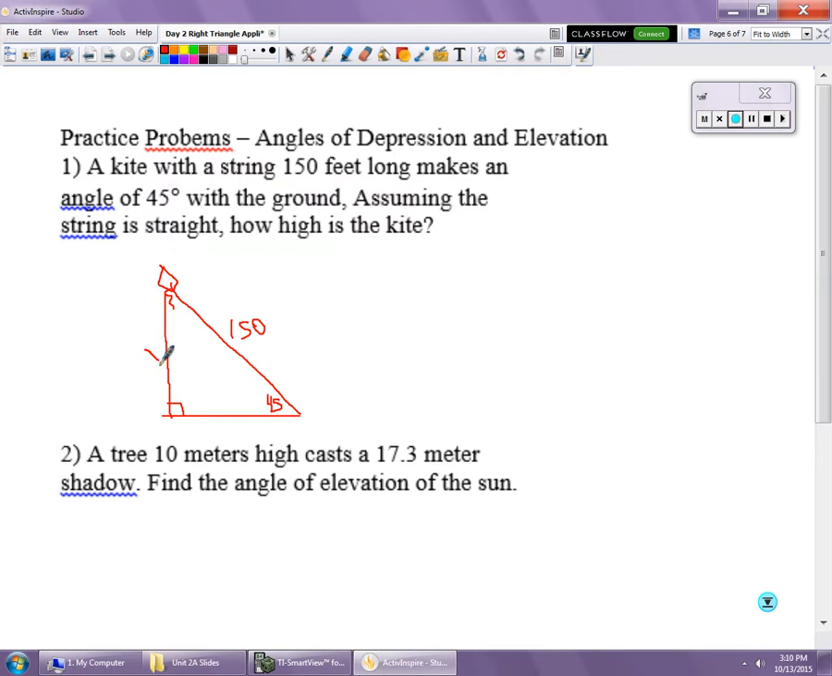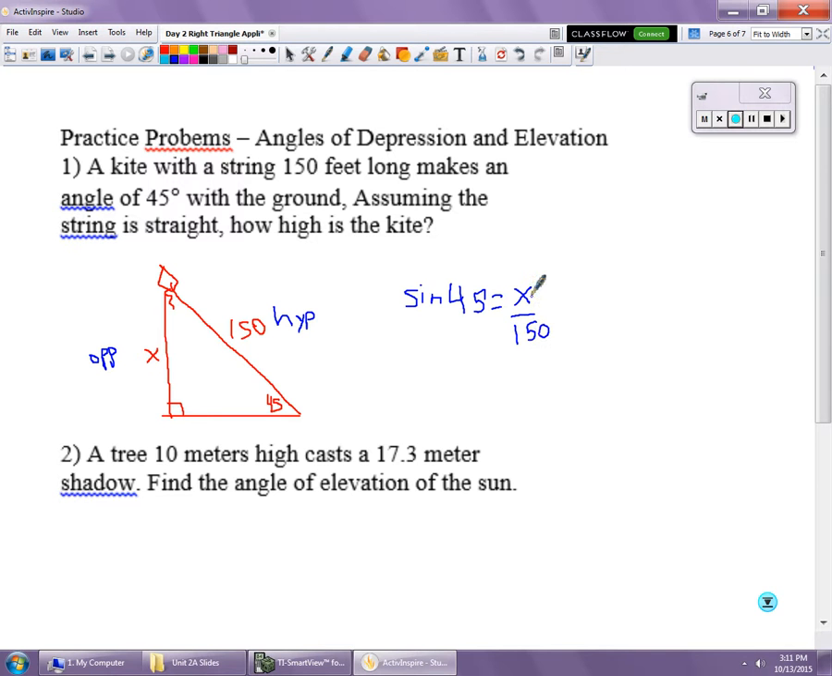How high is the kite is like the elevation, so it's this length right here. So again, in terms of this angle 45 degrees here, x is opposite. And 150 is the hypotenuse. And the trig ratio that deals with opposite and hypotenuse is sine. So the sine of 45 degrees equals opposite, which is x, over hypotenuse, which is 150.